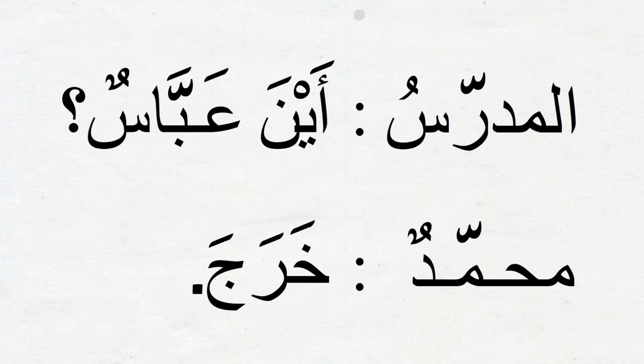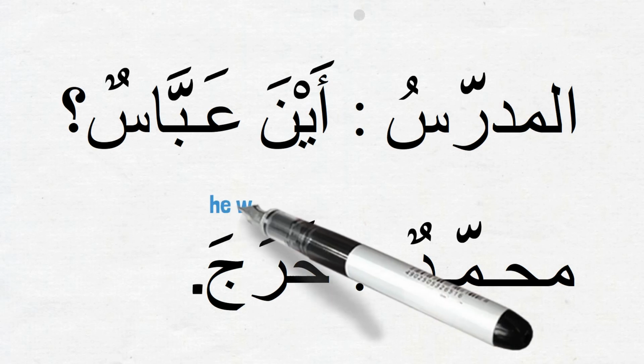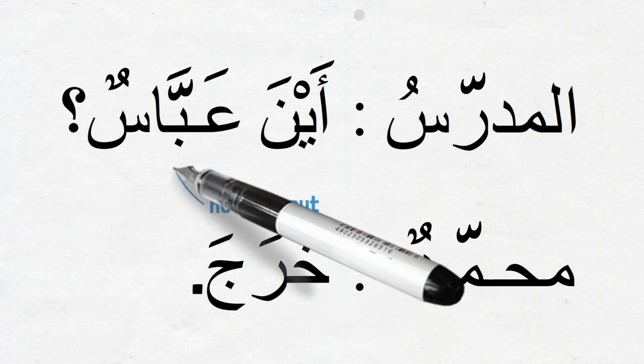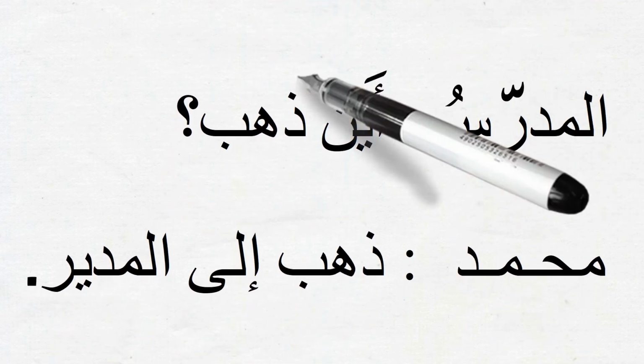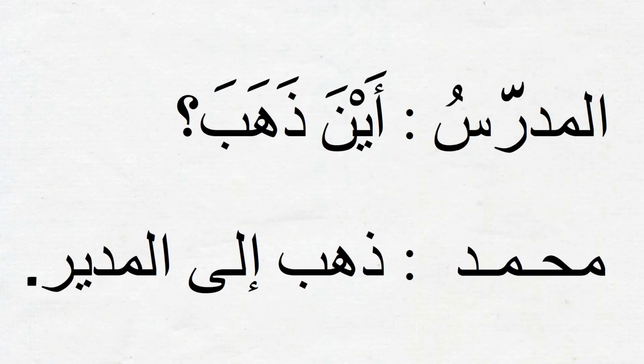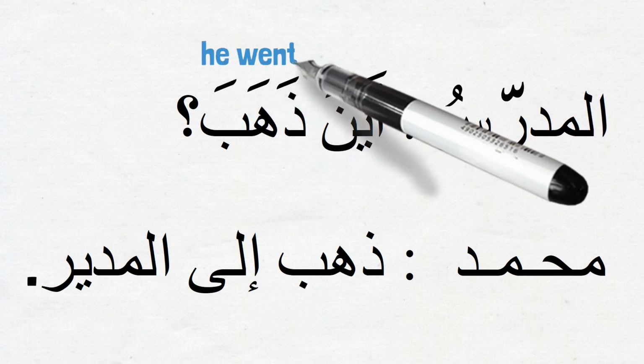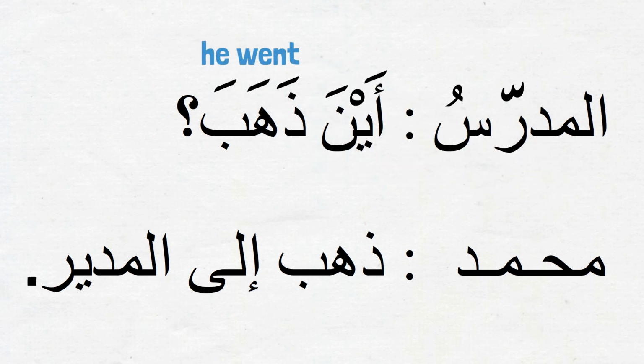So by saying kharaja, Muhammad is saying he went out, referring to Abbas. Then al-mudarrisu is asking, Aina dhahaba? Dhahaba is another verb. Dhahaba means he went. So by saying Aina dhahaba, al-mudarrisu is asking where did he go? Similar to kharaja, this past tense verb dhahaba has a hidden fa'il referring to huwa, third person mudhakkar singular ism.